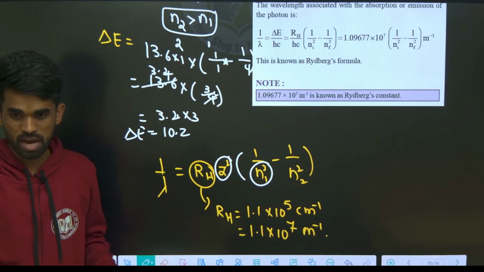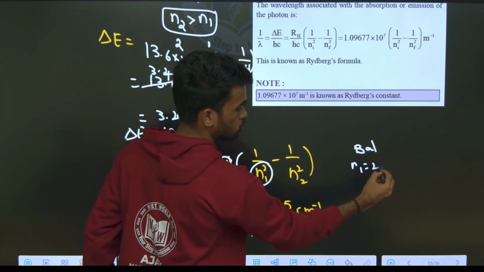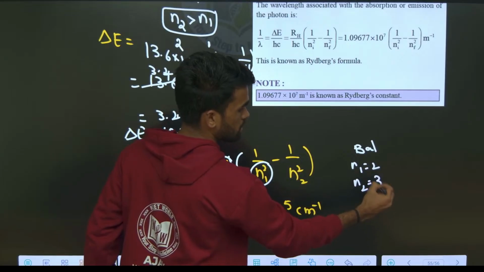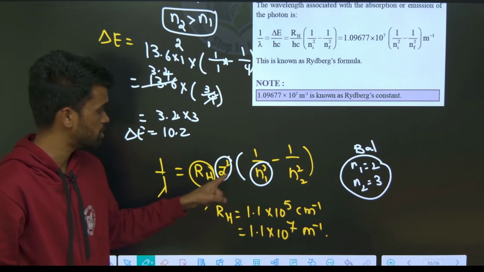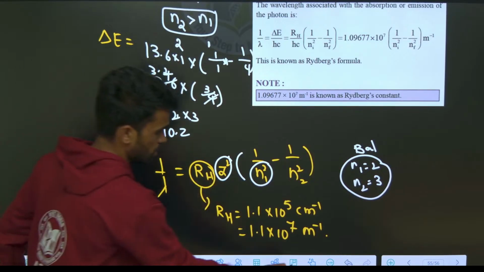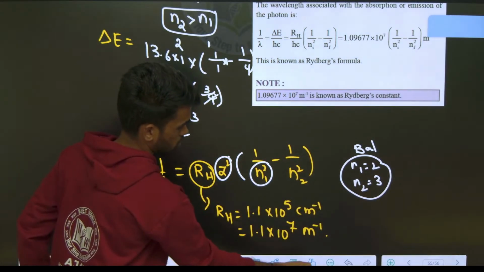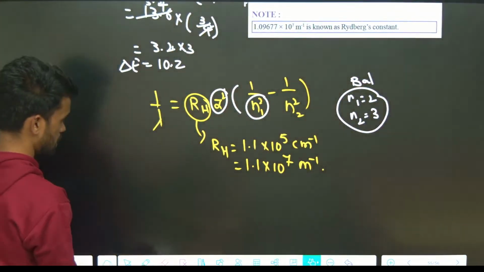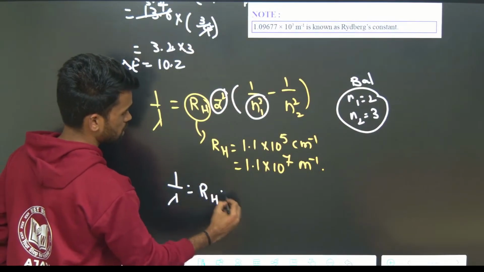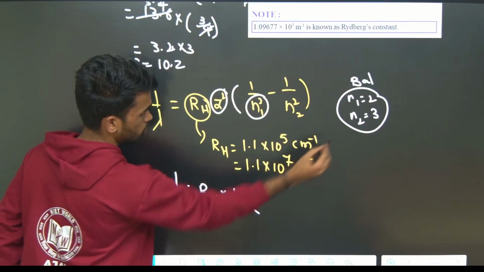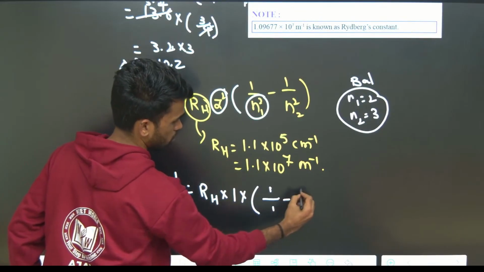Just now we discussed the Balmer series. For Balmer, n1 is 2 and n2 will be 3. Substitute these values here. If they say hydrogen atom, take Z as 1. So just take it as 1 by lambda equals RH. If I am saying hydrogen atom, 1 into, so this will be 1 by 36.